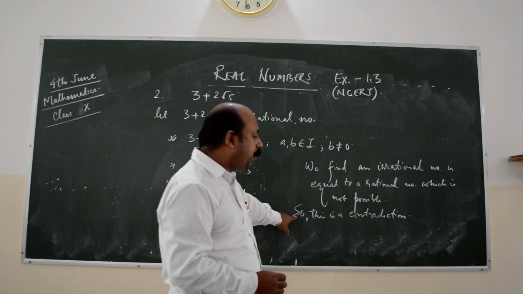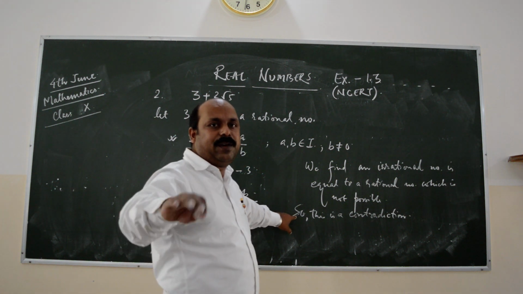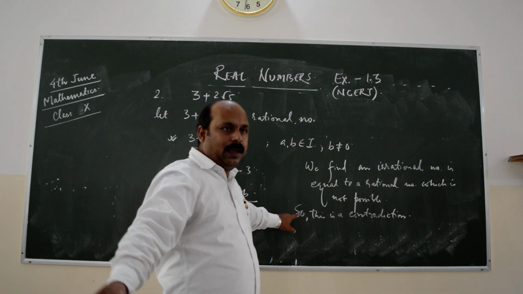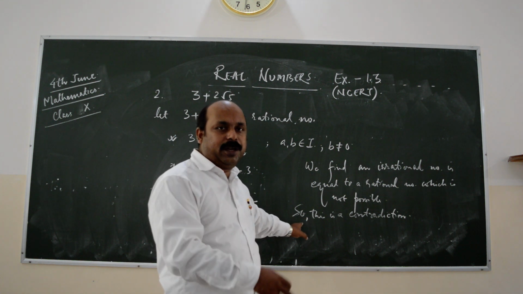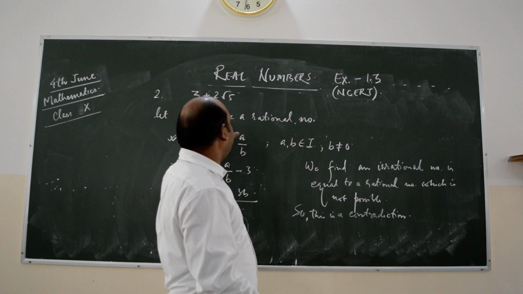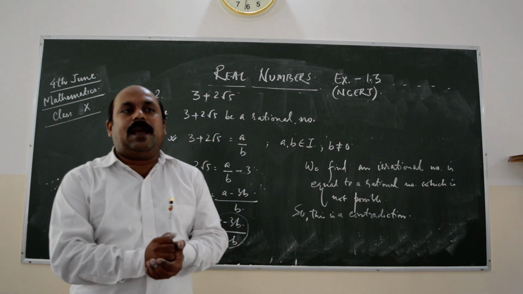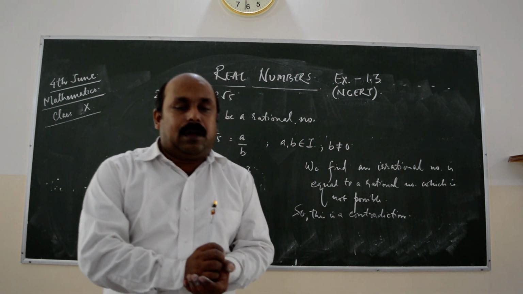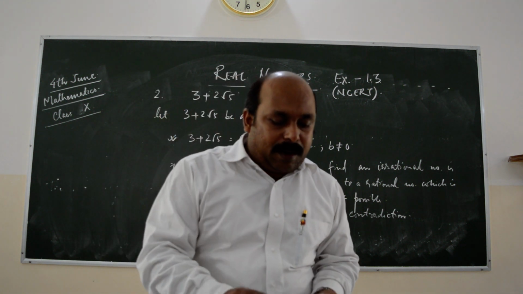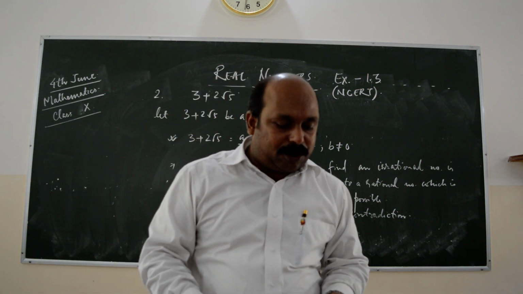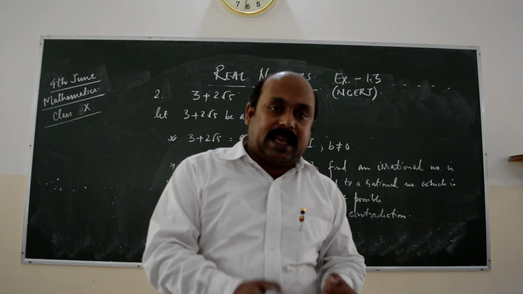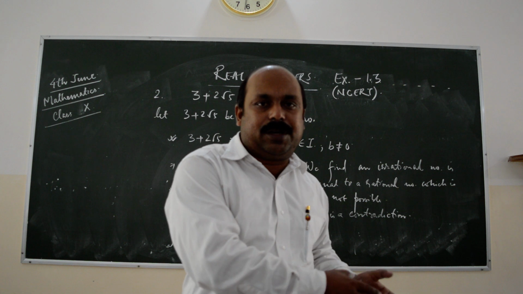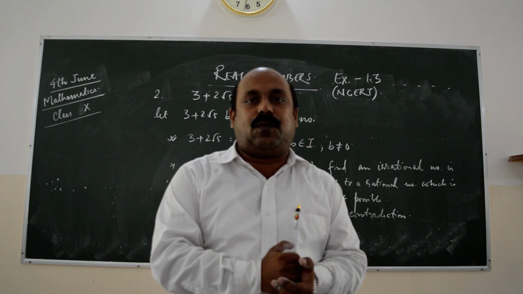After this, I hope you will be able to write it in the same manner as we have written it in the previous question. This contradiction arises because of our wrong assumption, and so our assumption is wrong: 3 plus 2 root 5 is not a rational number. Hope you will be able to solve it. With this, we come to the end of exercise 1.3 because question number 3 can be solved on your own. In the same way as we have discussed these questions, you can also solve the rest of exercise 1.3.